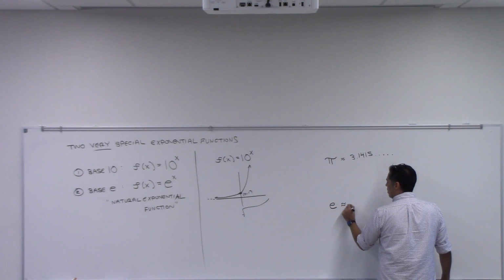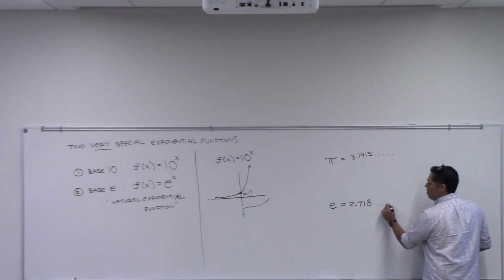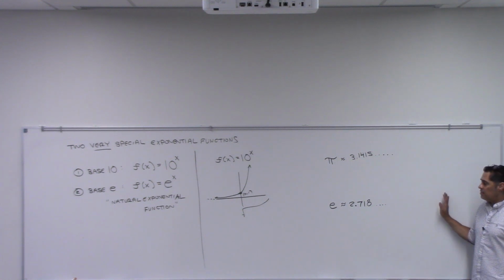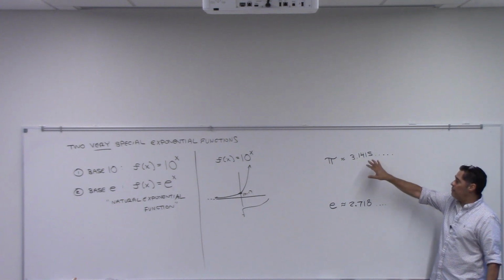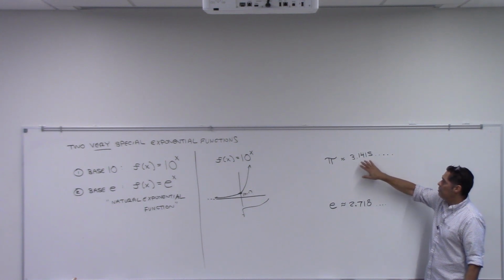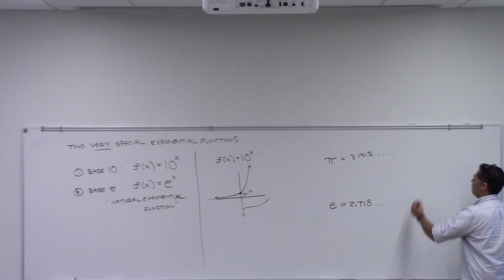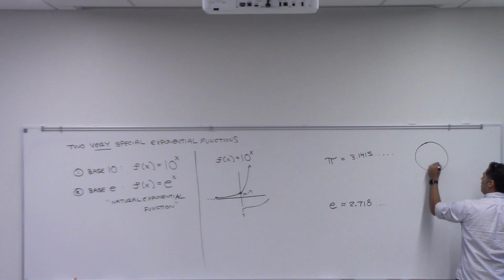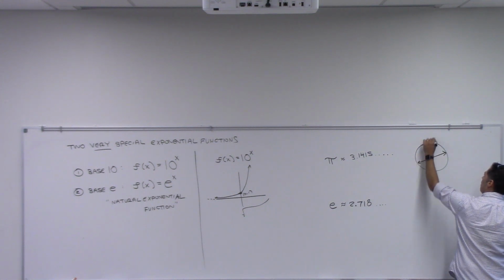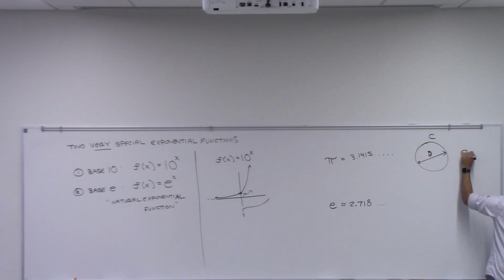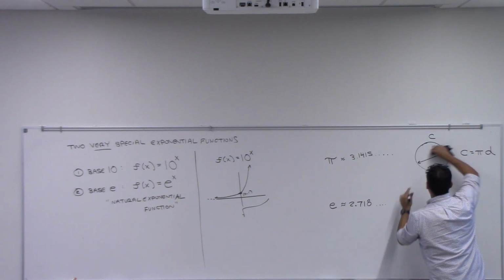And E is approximately 2.718. And again, it goes on forever. It never repeats. It never stops. Anytime we have a very special number in math, we usually represent it with a letter. Pi is special because when you look at a circle and you take the diameter and look at the circumference of a circle, the circumference is always pi times the diameter. Let me put D.